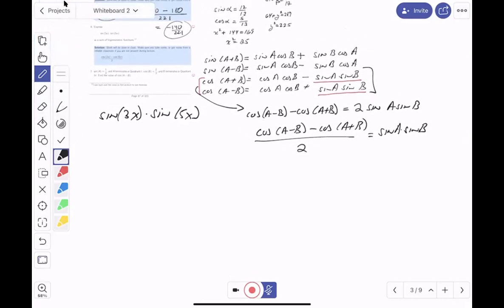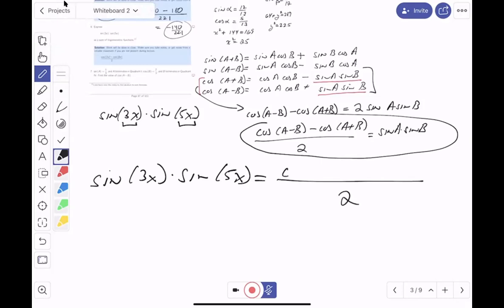All right. Now, the question is, what's A? Well, looking at this over here, the A would be 3x and the B would be 5x. Let's write this down. So it's going to be sine 3x times sine 5x. We're using this formula here.